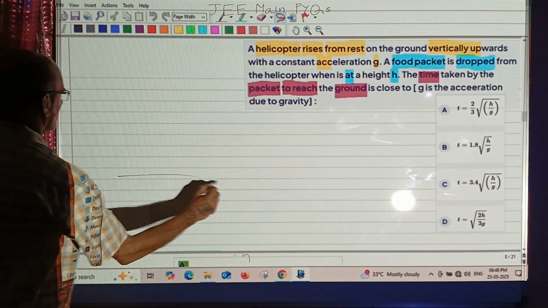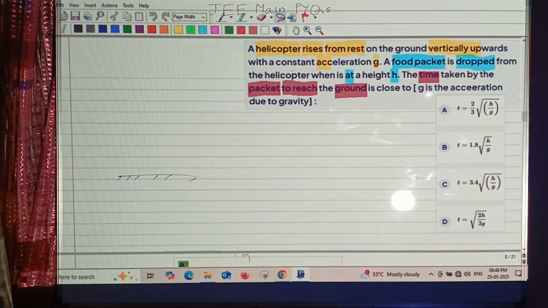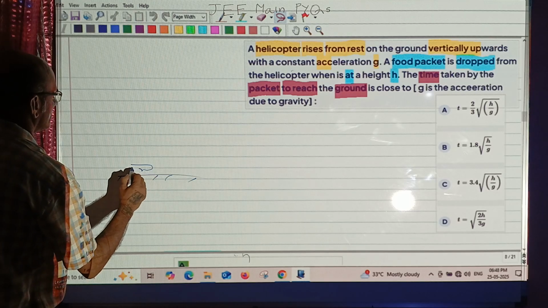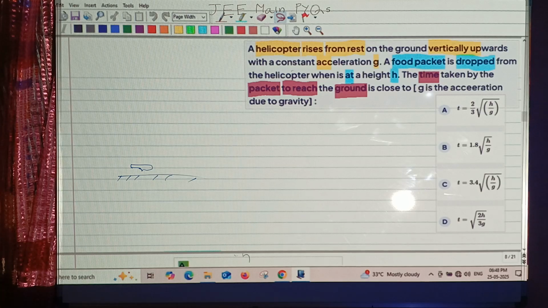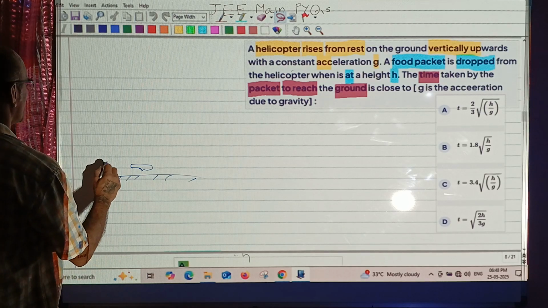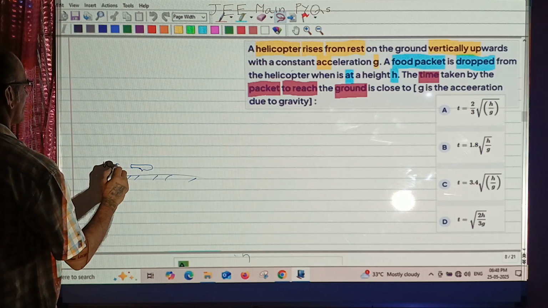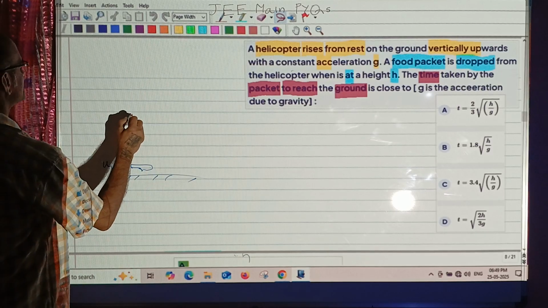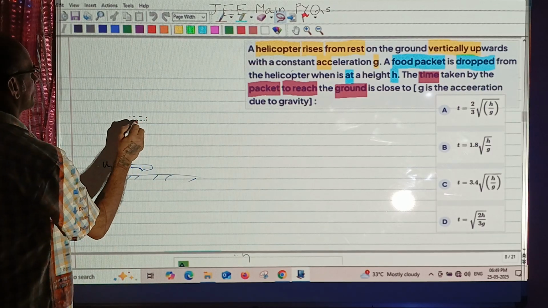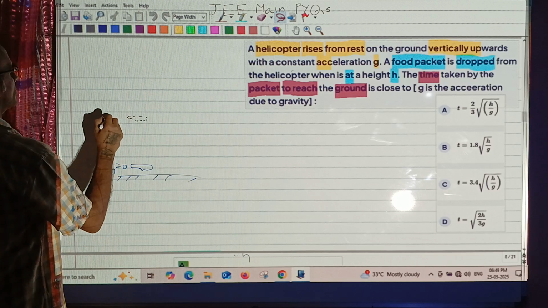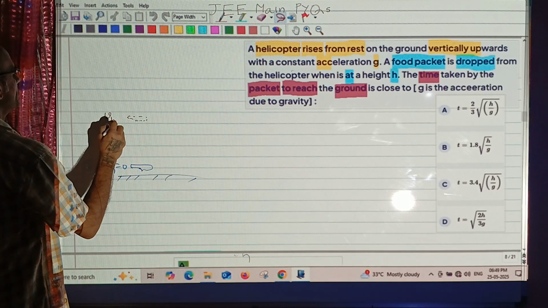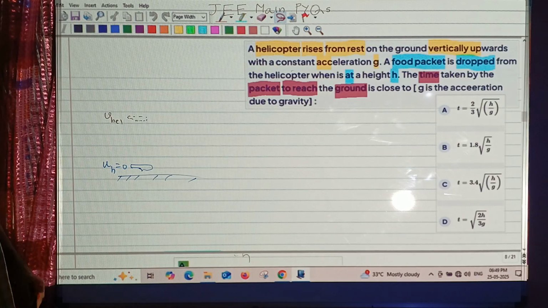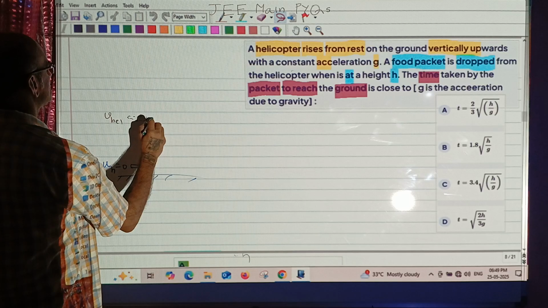Say this is the ground level. Okay, the helicopter is here. So this is a helicopter and it rises from rest. So initial velocity of the helicopter is 0. So when this helicopter attains a height h, it will have a particular velocity that we call V helicopter. And when it reaches this height, a packet is released from this helicopter. So a packet comes out.